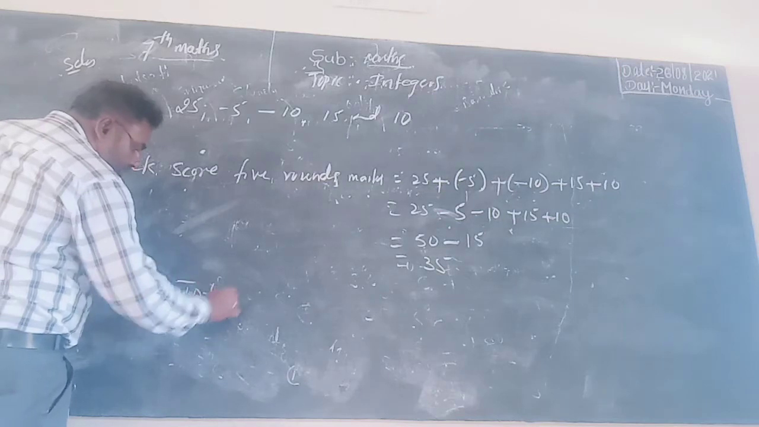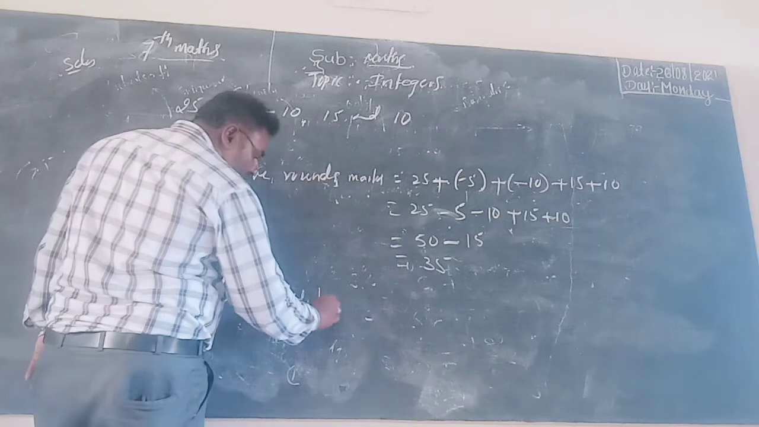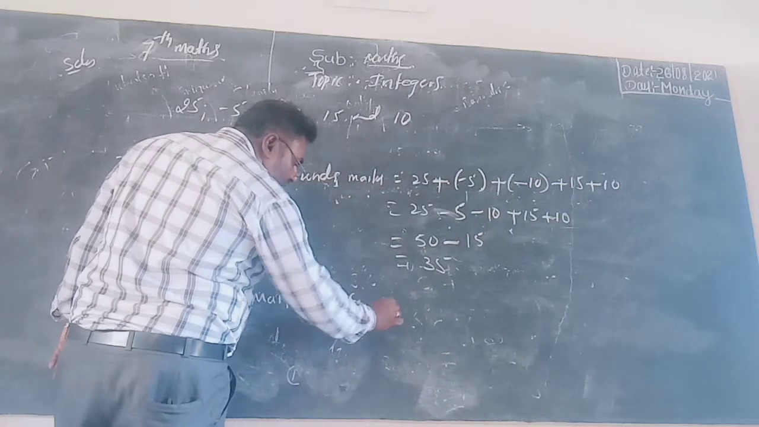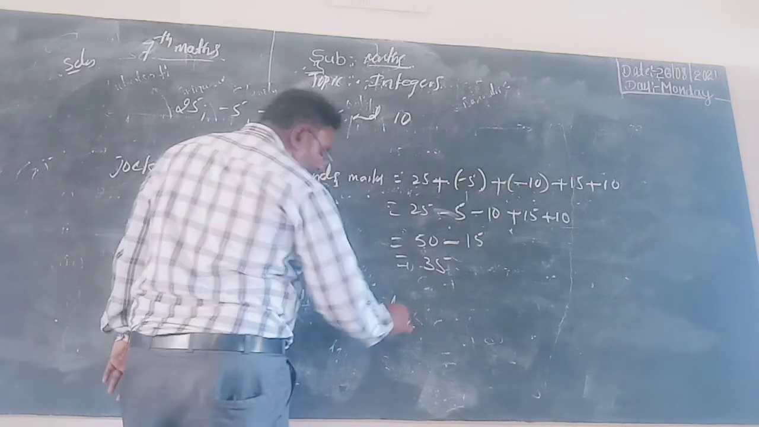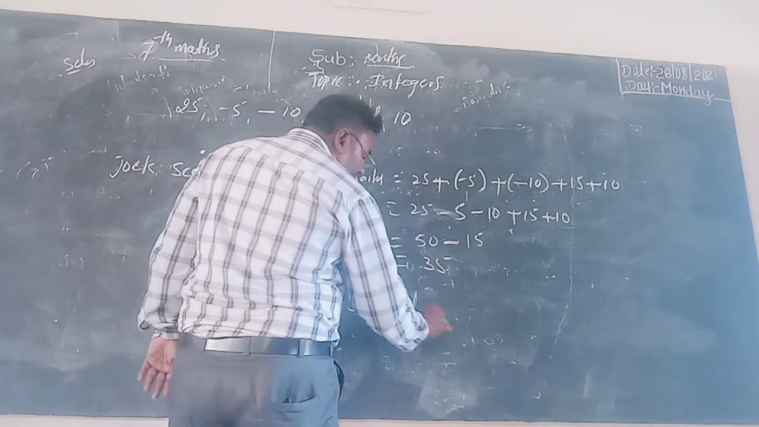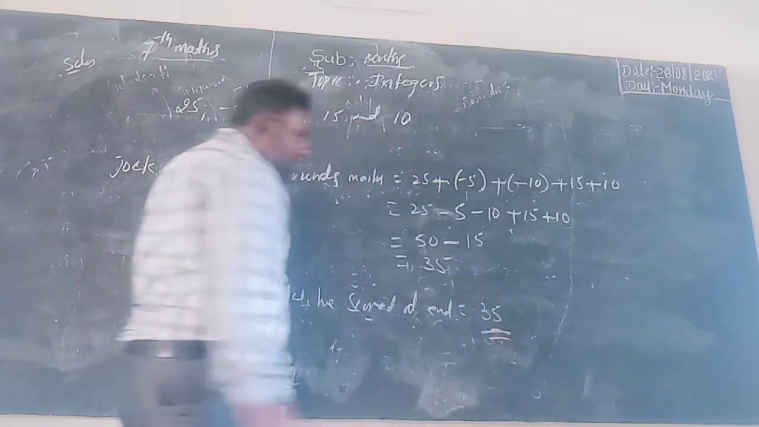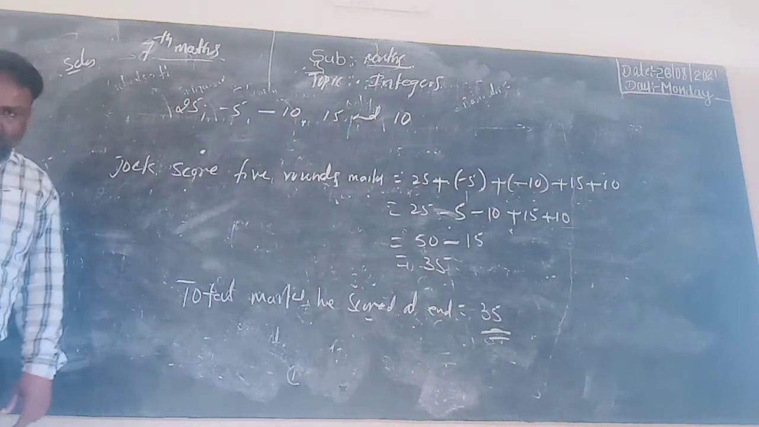Total marks he scored at the end is equal to 35. Is equal to how much? 35. Understand?